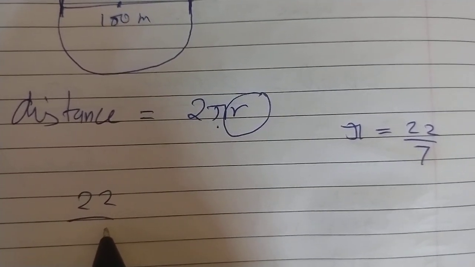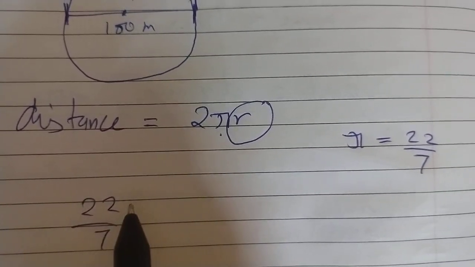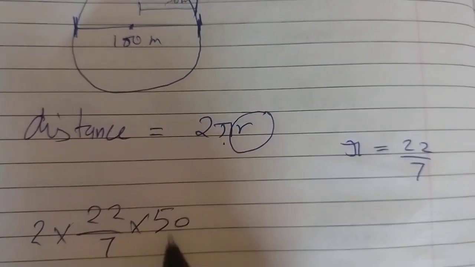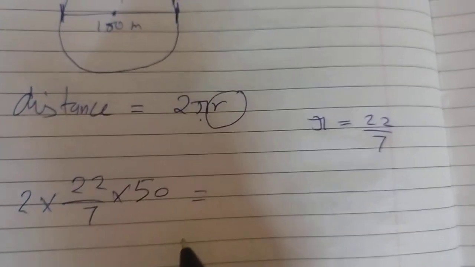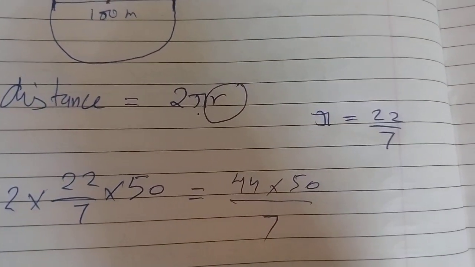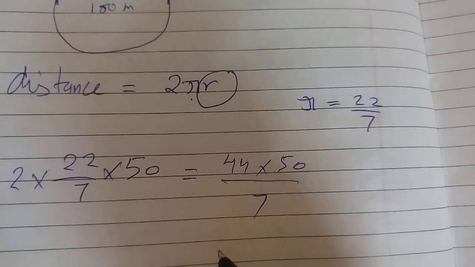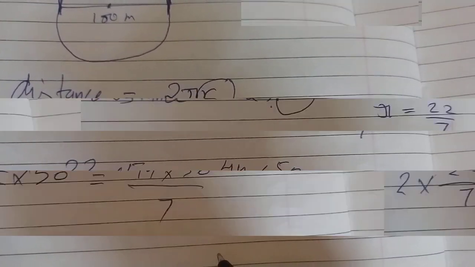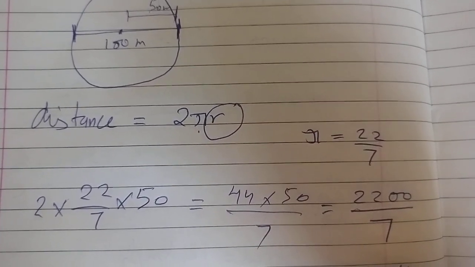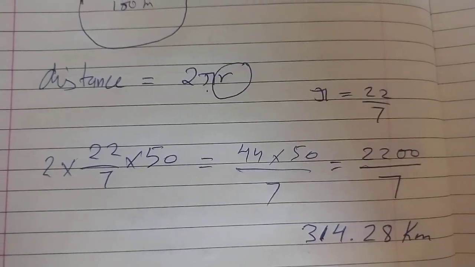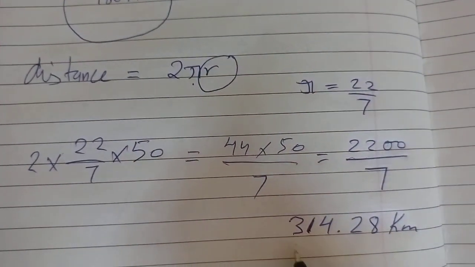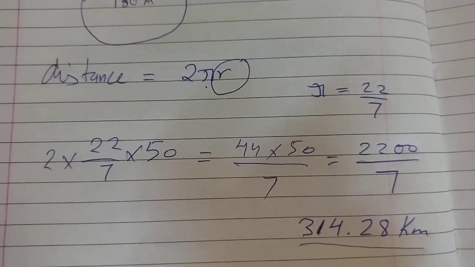So 22 upon 7 is your pi, into 50. After calculating, you will get 44 into 50 upon 7. So after calculating, you will get 2200 upon 7, and after calculating that also, you will get 314.28 kilometers. So this is the distance which has been traveled by the person.